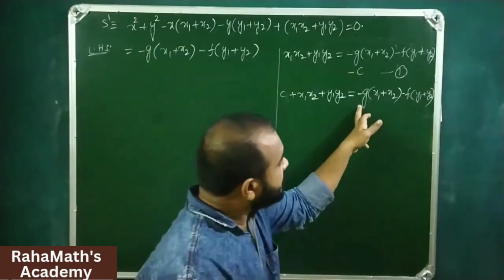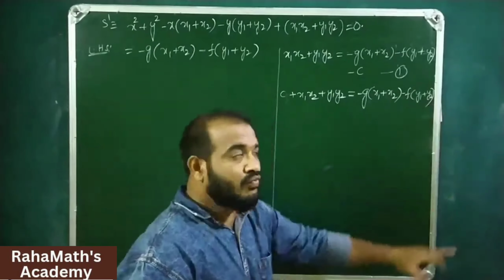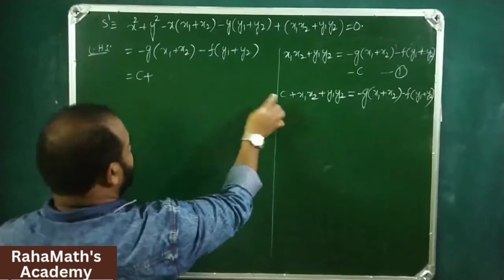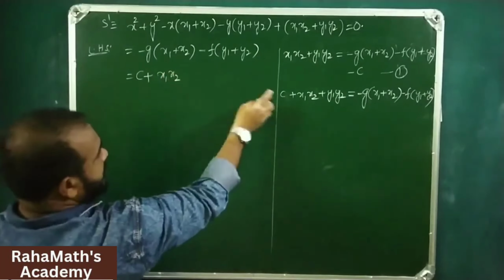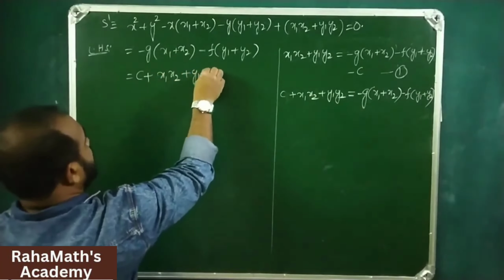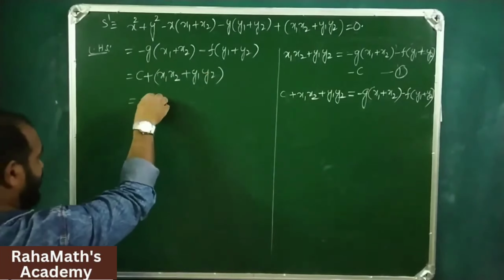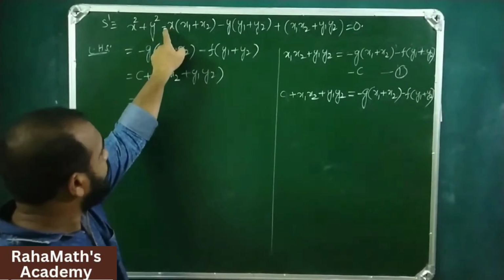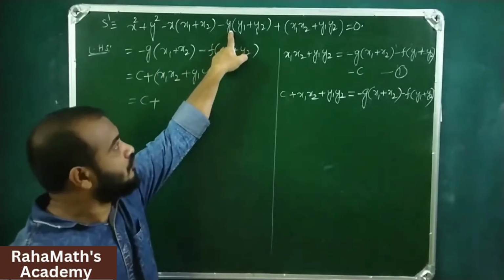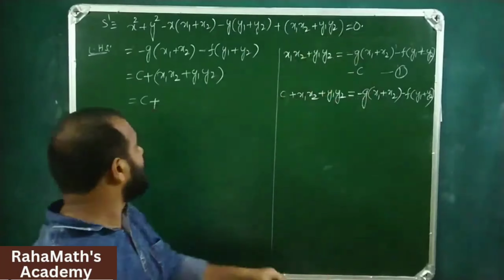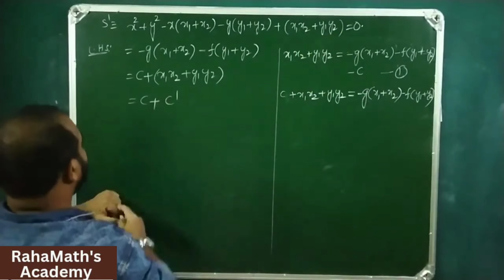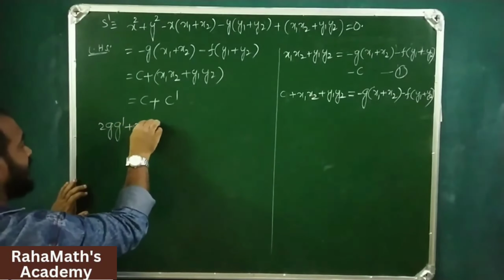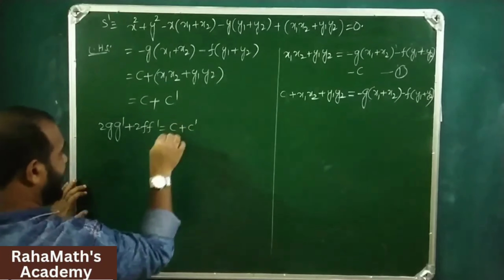Now minus g into x1 plus x2 minus f into y1 plus y2, we got it to be c plus x1 x2 plus y1 y2. This is equal to c plus c dash. This one is x square plus y square plus 2g dash x plus 2f dash y plus this is c dash. So this is c dash. Therefore 2gg dash plus 2ff dash is equal to c plus c dash, we get.